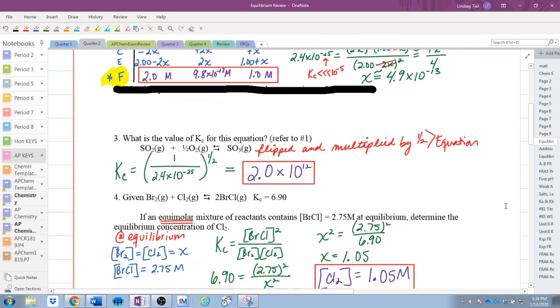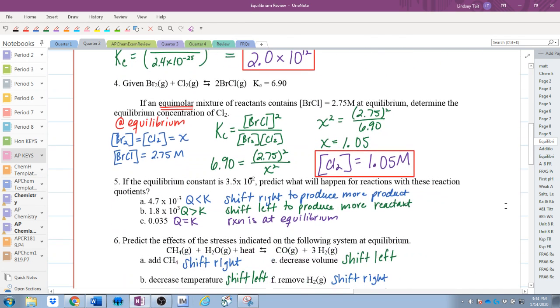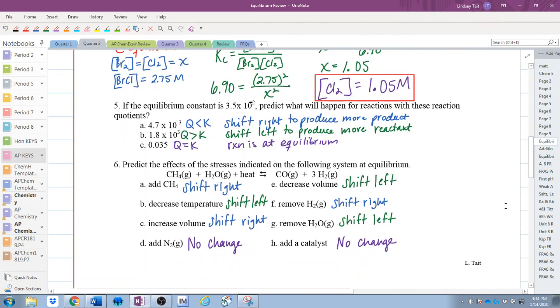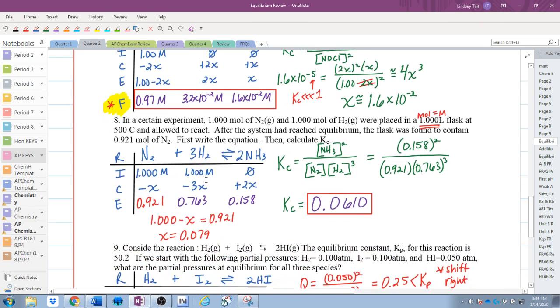And then here's 3 and 4. There's 5, and here's 6. On the back, 7, again, assumption made. I've shown you what I've crossed out. Final answers are underneath the RICE table. Number 8.